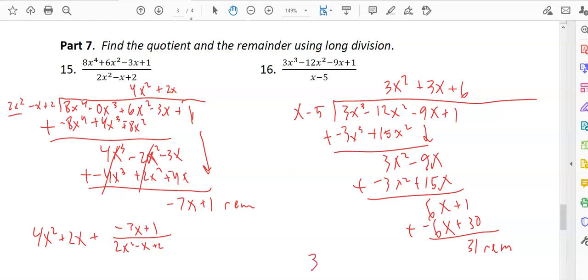So my answer is 3x squared plus 3x plus 6 plus 31 over x minus 5.